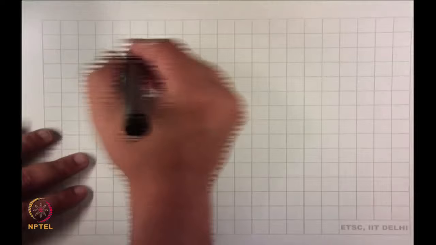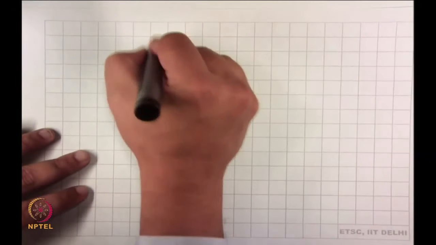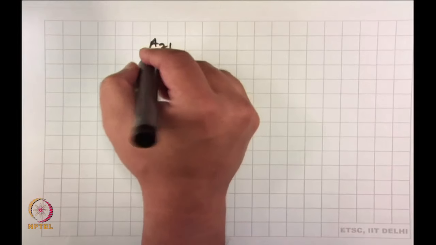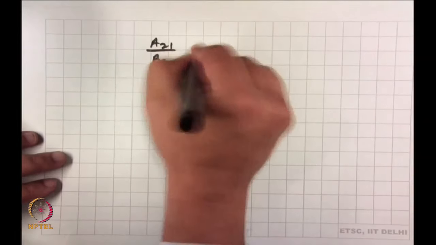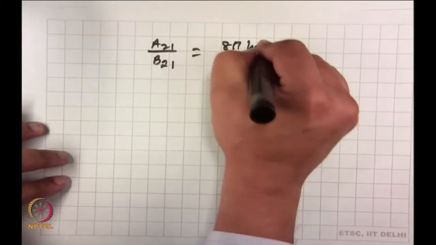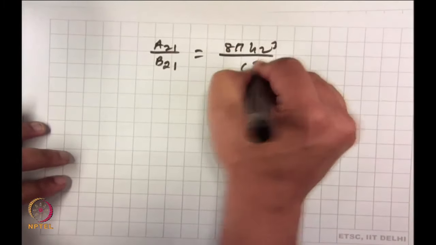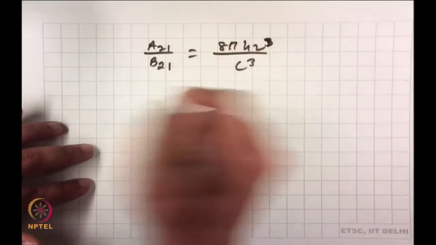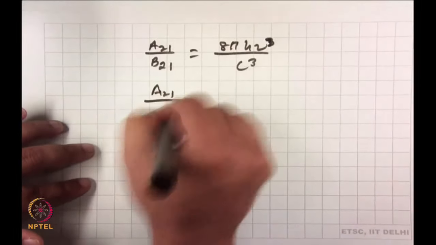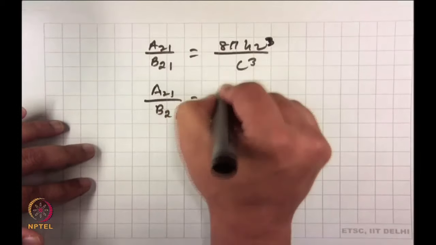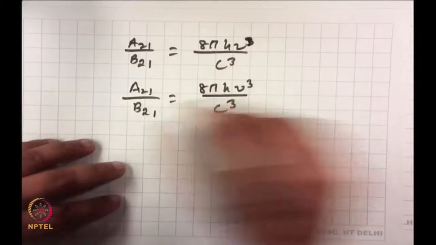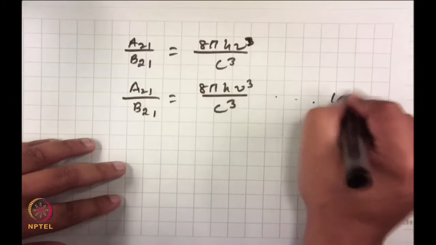Then the next thing is this. From the further comparison, we have A21 by, what was the other one, B21 is equal to 8 pi h nu cubed over c cubed. Let me write it again. A21 over B21 is equal to 8 pi h nu cubed over c cubed. Okay. This would be 16.